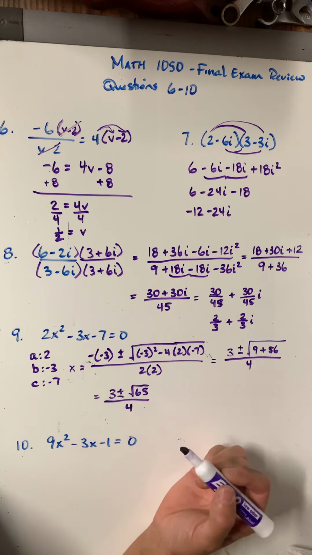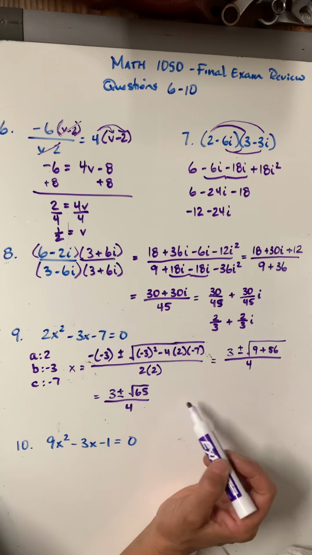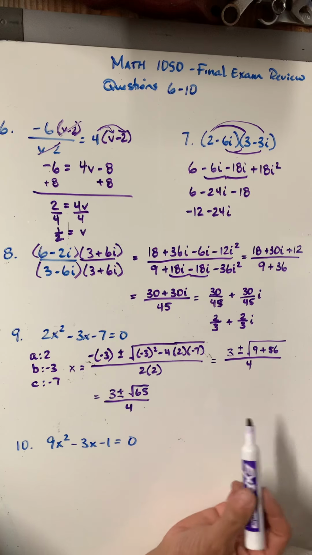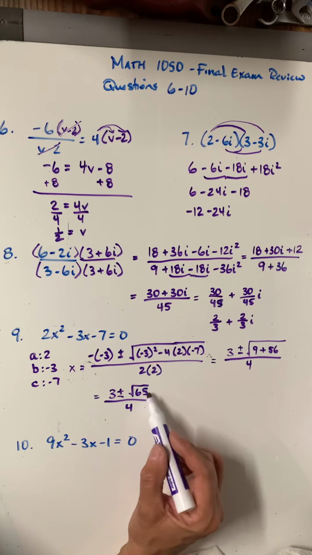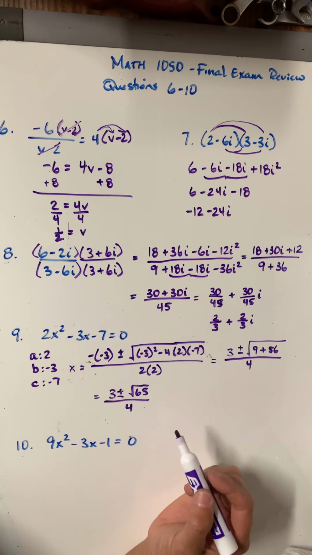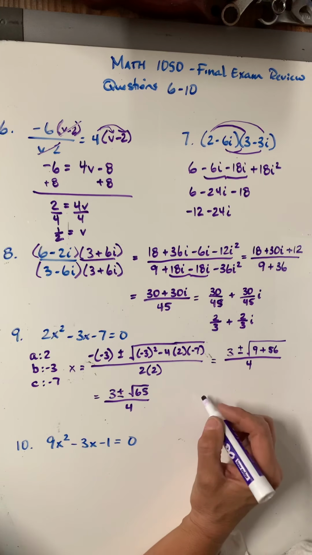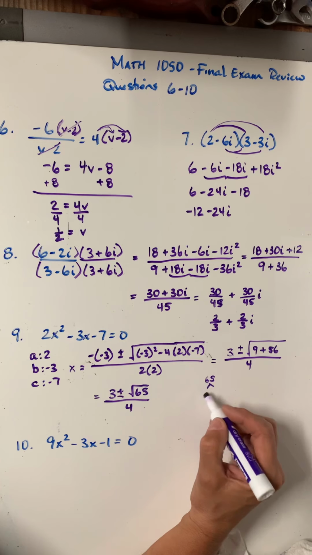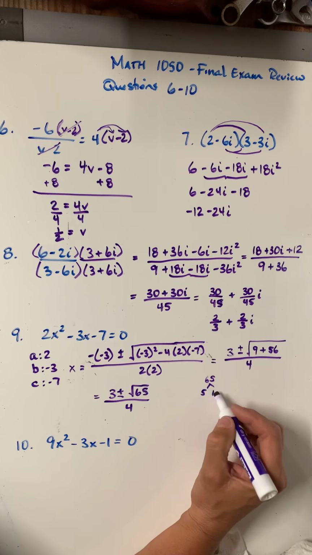If you don't have a plus and minus symbol, then you'll have to write it out as two different things. 3 plus the square root of 65 over 4, comma 3 minus the square root of 65 over 4. But you do want to make sure that this is simplified. And how do I know if 65 is simplified? You can do a factor tree. So 65 splits into 5 and then 13.